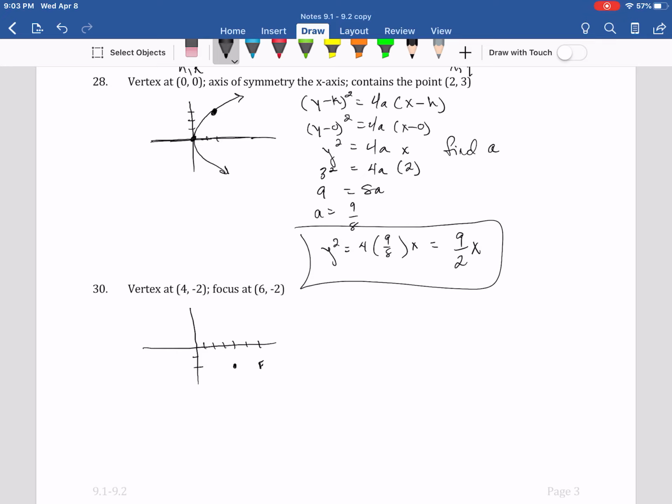Don't forget that your parabola opens around the focus point. Okay, so your focus point is inside this parabola. Don't know what it looks like exactly, but it's something like that. It opens to the right. So write down your equation of a parabola that opens to the right.